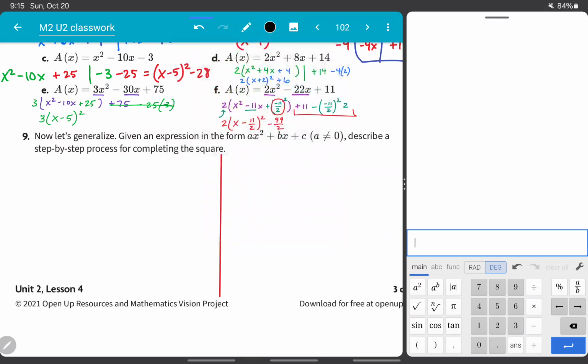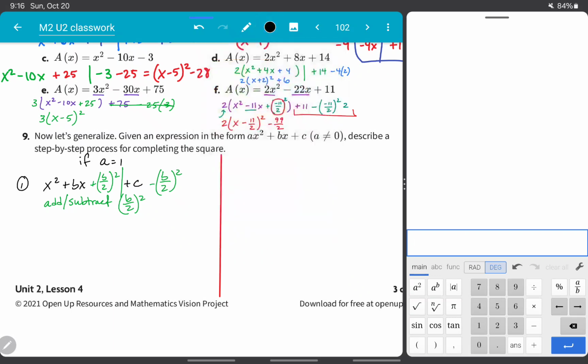Strategy number one is if your a value is equal to 1, then you're given essentially x squared plus bx plus c, I'm going to scoot it over. First, you're going to add b over 2 squared here and subtract b over 2 squared here. What this is going to allow you to do is, let's write this as add and subtract b over 2 squared.